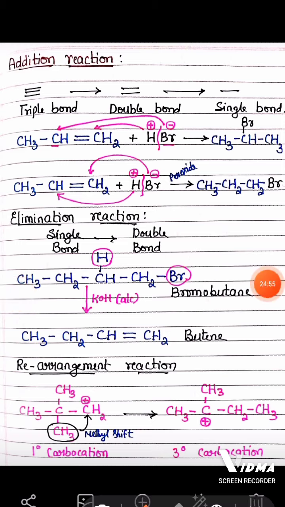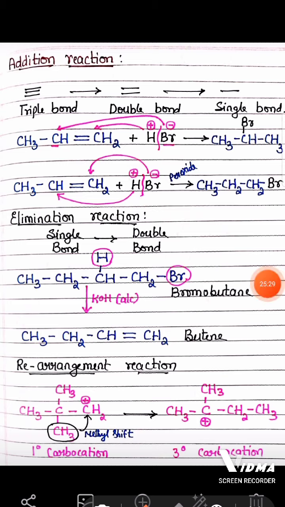This rule says that the negative part of the hydrogen halide has to attach to the carbon atom having less hydrogen. According to that concept, we will get 2-bromopropane. In the same reaction, in the presence of peroxide, anti-Markovnikov's rule happens, and here the negative bromide ion adds to the unsaturated carbon atom having more hydrogen. In that case, we will get 1-bromopropane.